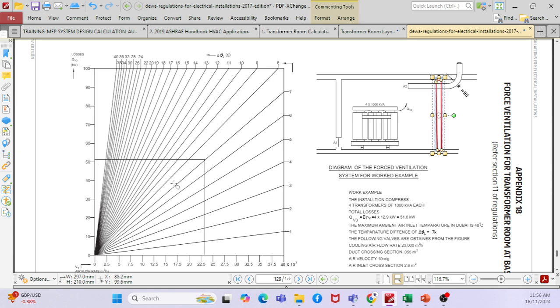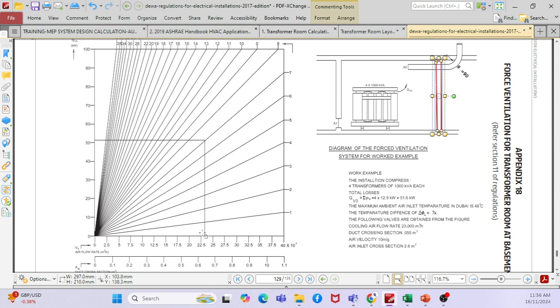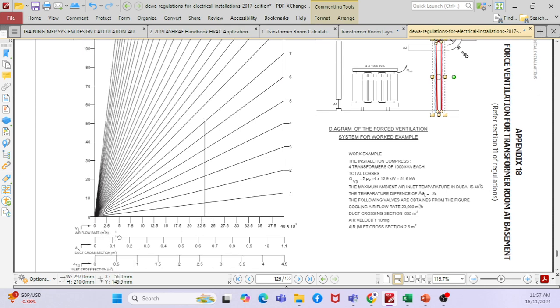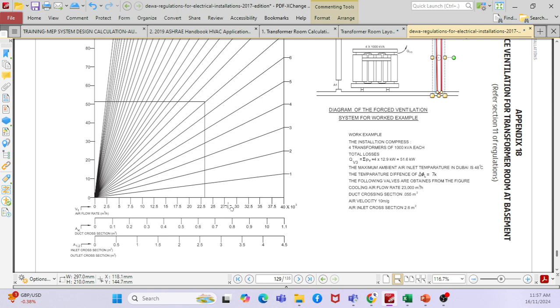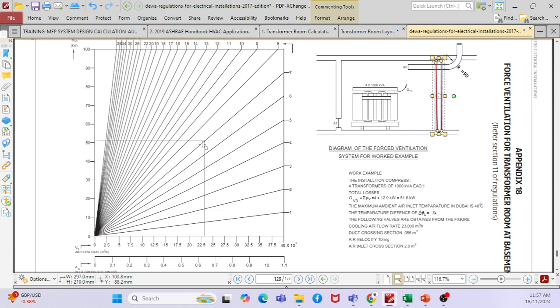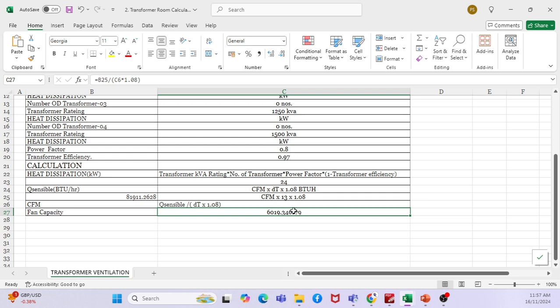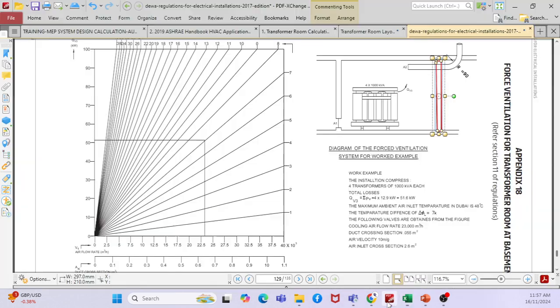And what is the temperature difference as per the local standard? 7 degrees Kelvin, right? So if you go to this particular chart, if you go to the line, you will get delta T 7. Okay. So if you go down, you will get the flow rate here in meter cube per hour, right? So this is also one method, a direct method. Based on the losses and the temperature difference, you can calculate the total flow directly from the chart. Or by using the equation, you can calculate the flow rate. There are two methods available.